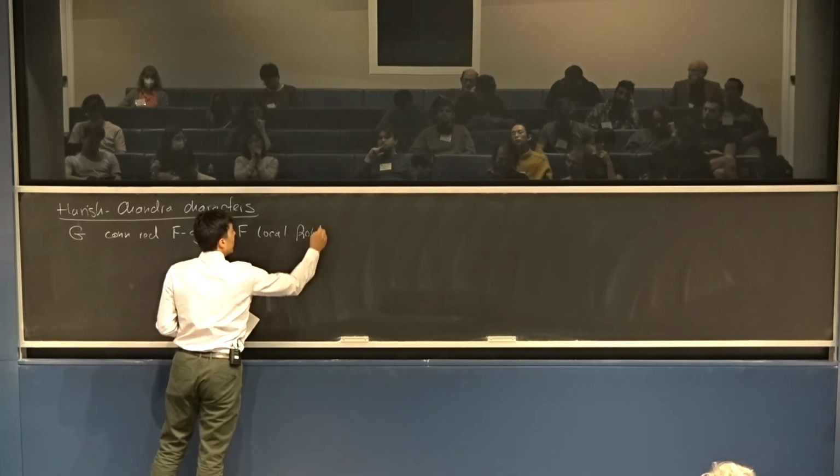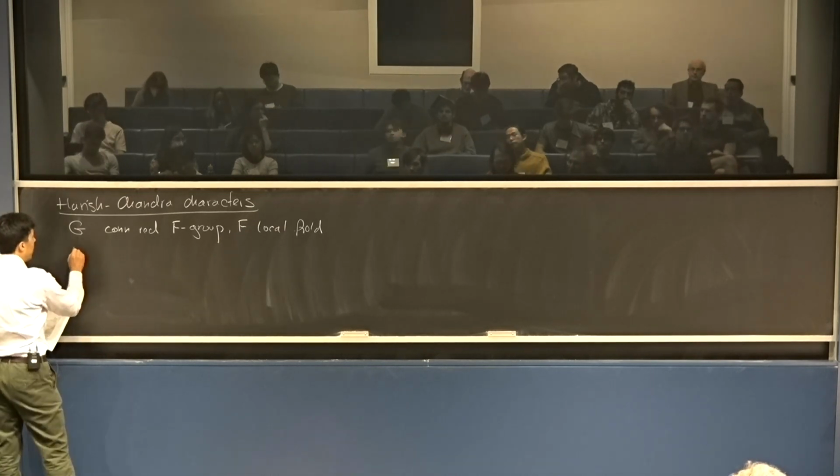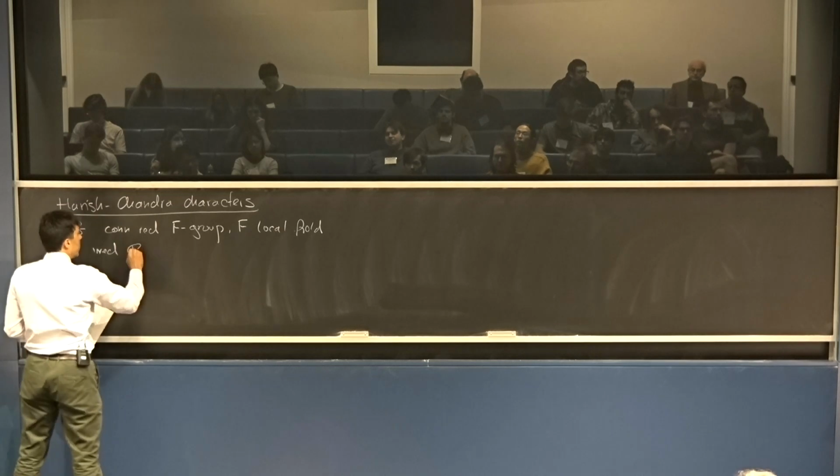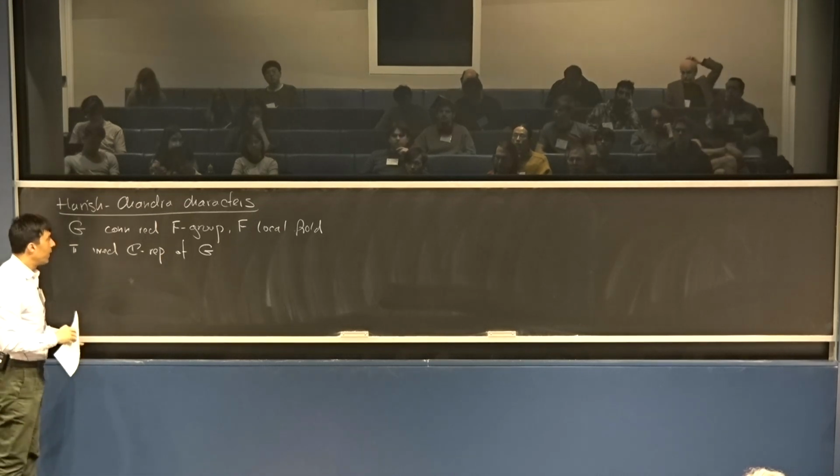So let me begin at the very beginning. If we have a connected reductive group over F, a local field, and for me, the real numbers are very much a local field, and I'll draw a lot of inspiration from that. I'm going to start writing G for the F points of that group. And I have an irreducible complex representation of G. All the representations for me will be complex coefficients.